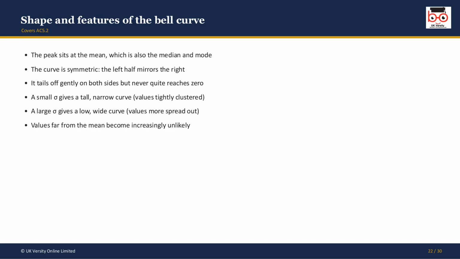Let's look at the bell curve's features. Its peak sits at the mean, which for a normal distribution is also the median and the mode. The curve is symmetric, the left half mirroring the right, and it tails off gently on both sides without ever quite touching zero. A small sigma gives a tall, narrow curve with values tightly clustered, while a large sigma gives a low, wide one with values more spread out. The further from the mean, the less likely a value becomes.